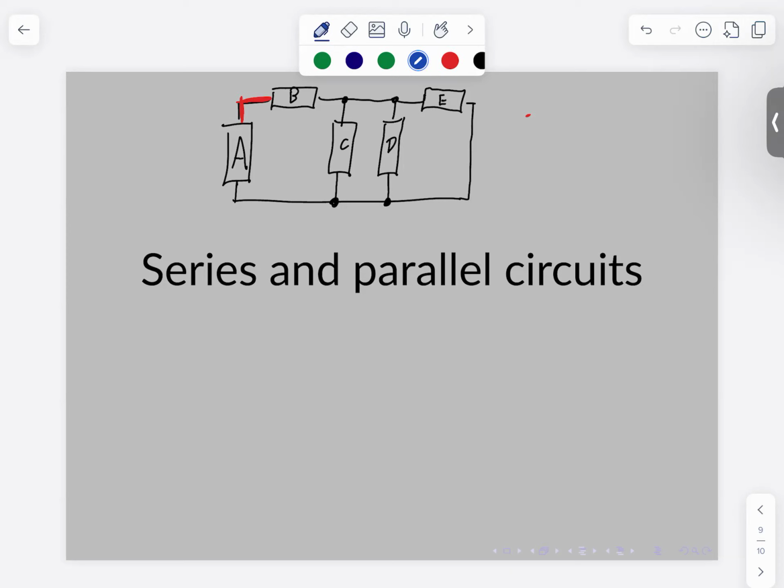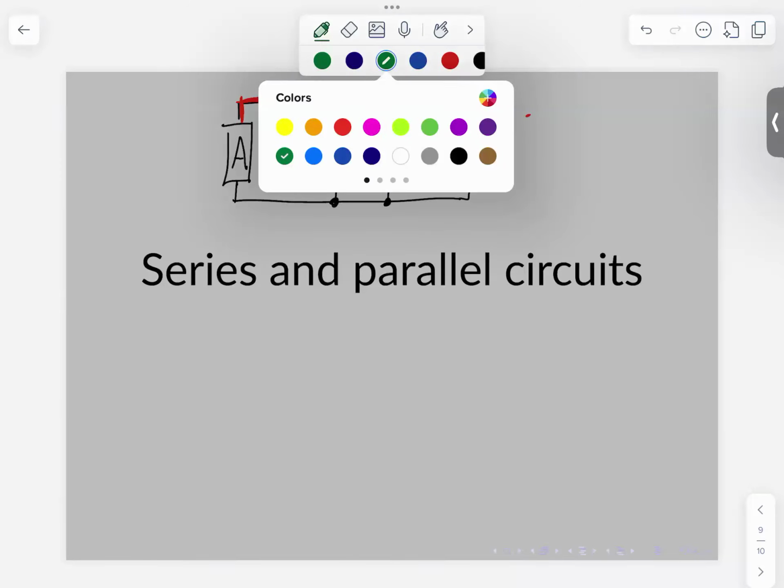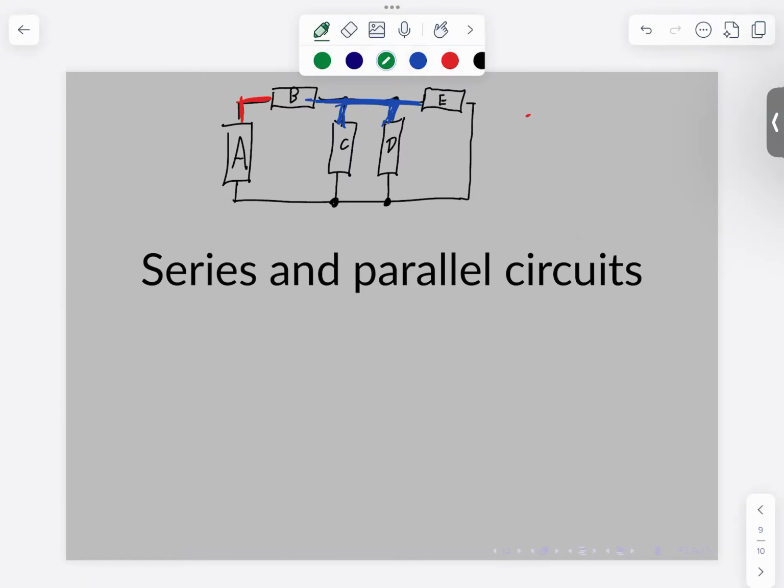Okay, now I've got a blue line. All these components are connected with blue line, blue line, blue line, and so on. And the last conductor I see. Come on, punk. Everything else is green.